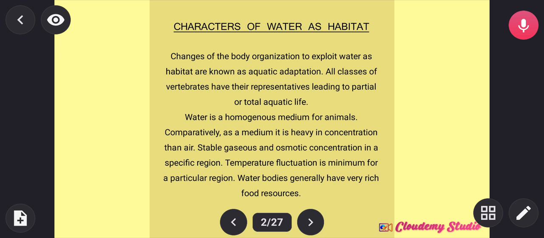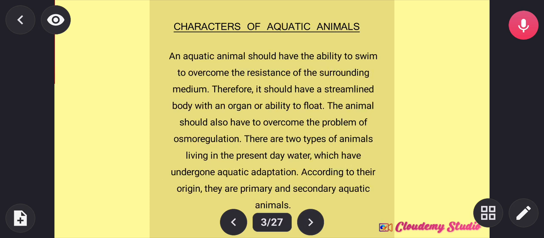Now, what are the characteristics of animals that stay in aquatic habitat? An animal that stays in aquatic habitat must have the ability to swim. They must have the ability to overcome the resistance of the surrounding medium, and they must have an organ that gives them the ability to float. That is what we'll be talking about, the swim bladder. We'll soon get there. Now, based on this, we can classify an aquatic animal into two types.